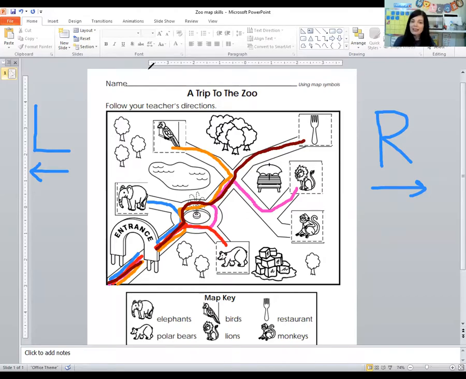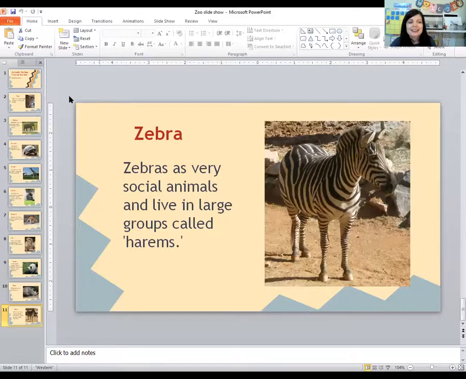Well, you did a great job with the map and helping me find my way around the zoo. Let's do a little virtual field trip, okay? Let's pretend that we're actually going to the zoo and let's learn about some of the animals that we would see there. What animal is this? That is a zebra. Z is for zebra. Zebras are very social animals. They look like horses, but they have stripes all over them.